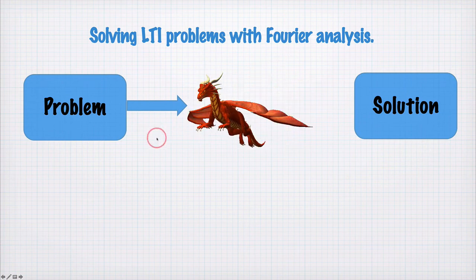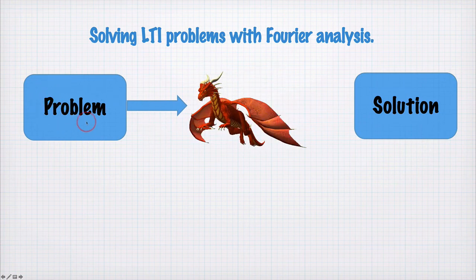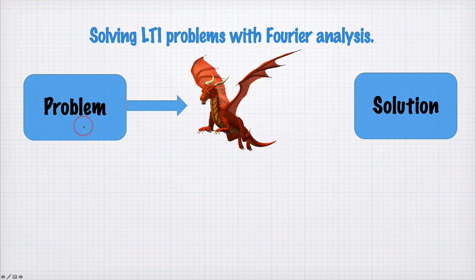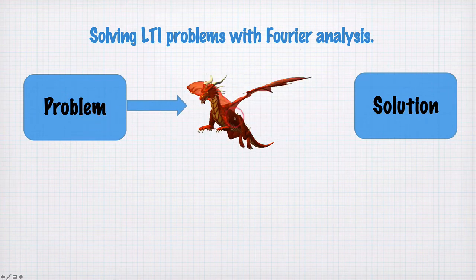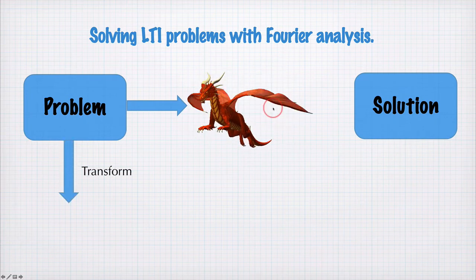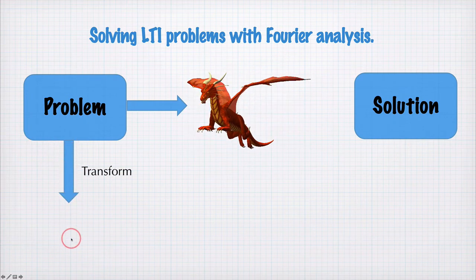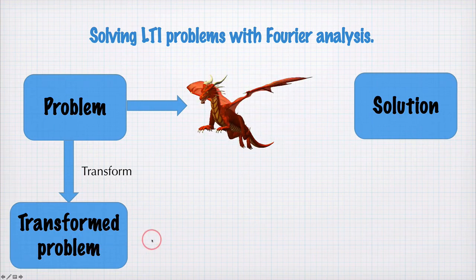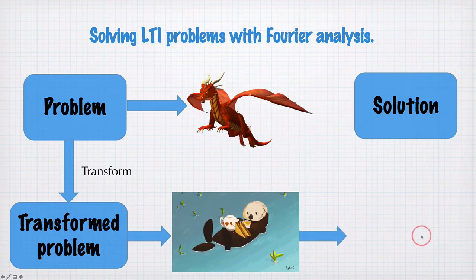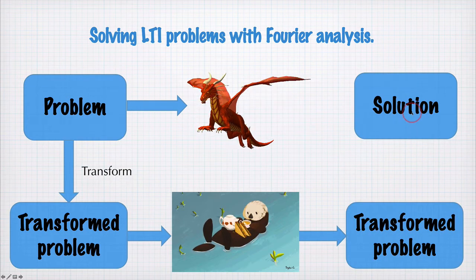In this video, we're going to look at using Fourier transforms to solve a problem rather than filtering data. We've got some problem that we can write down as a differential equation, and solving this differential equation in the time domain is hard because we've got a dragon in the way. So what we're going to do is take a transform of our problem, solve the transform problem, which is going to be super easy and relaxing, to get a solution in the Fourier domain, and then transform back again.